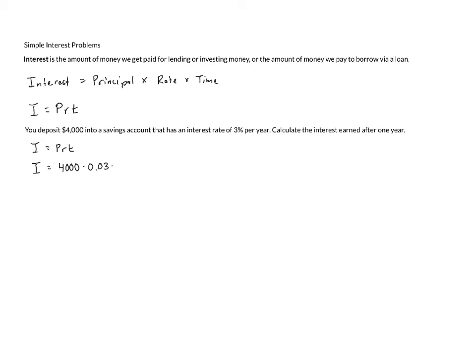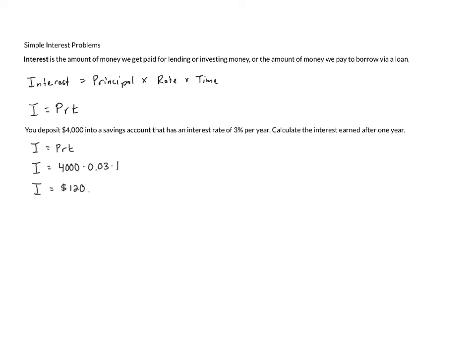And then times the amount of time. Well, we are looking at the interest earned after 1 year, so that's going to be 1. So to calculate the interest, we multiply 4,000 times 0.03 times 1. And in that case, that's going to be $120. So if you put $4,000 into a savings account that earns 3% per year, at the end of a year, you would have an additional $120 in interest.